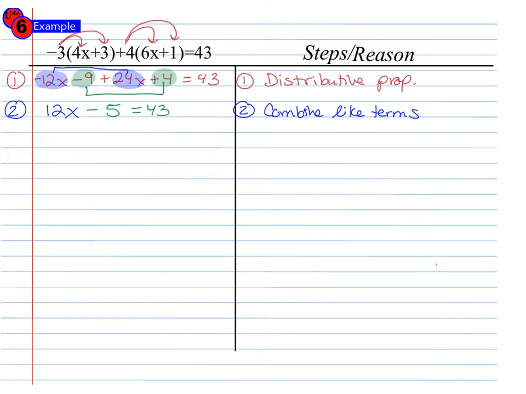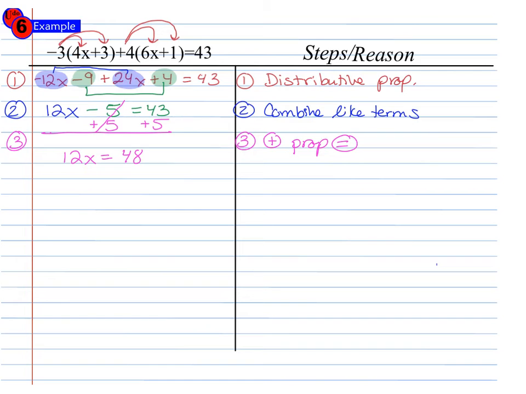Step 3 would be to move the 5 to the other side, to the right side. And since it's a negative 5, I need to do the opposite because I need to get rid of it. And the only way to get rid of it is by making it a 0. So I need to add positive 5 to both sides. That makes this 0, and I get 12x is equal to 48. That means step 3 was my addition property of equality because I added 5 to both sides.